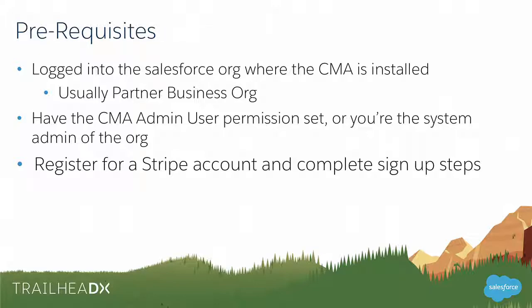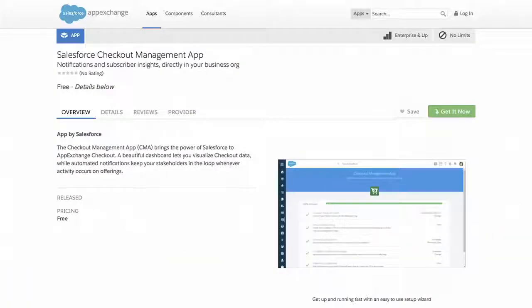These are just some prerequisites that Emily covered in the sign-up process. So one, you're going to need to have access to the partner community, and you're going to install the CMA, which is what we discussed earlier. Normally, this is going to be in your partner business org. That makes the most sense just to keep all the business and payment together in one org. You're also going to make sure that you have either the right permission sets or that you are the admin for that org. This is important because you won't be able to run the CMA without it. And then you're also going to need to make sure you have a Stripe account already set up before running this.